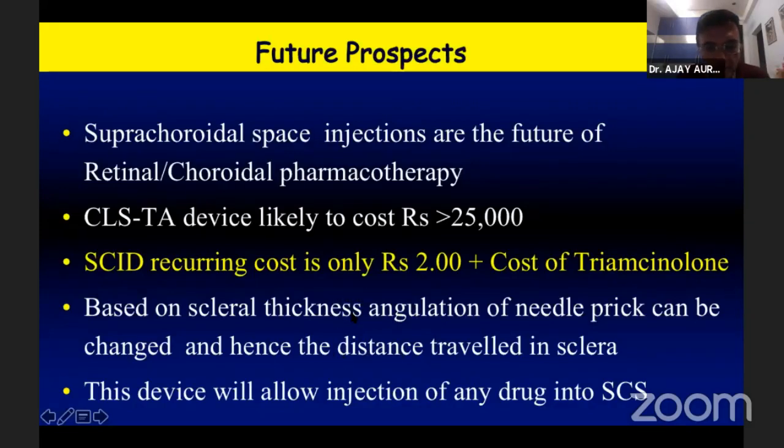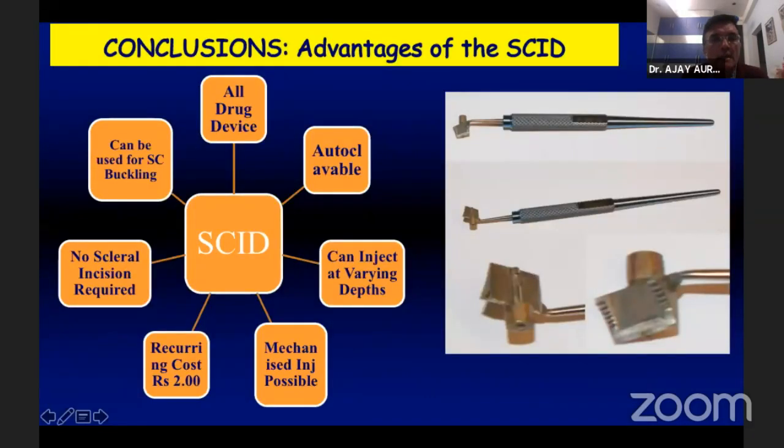There are multiple devices based upon the thickness of the sclera and the angulation, and there's a nomogram which I follow. This device is autoclavable and can inject at varying depths. We can even mechanize it. No scleral incision is required, and it can be used for suprachoroidal injection.